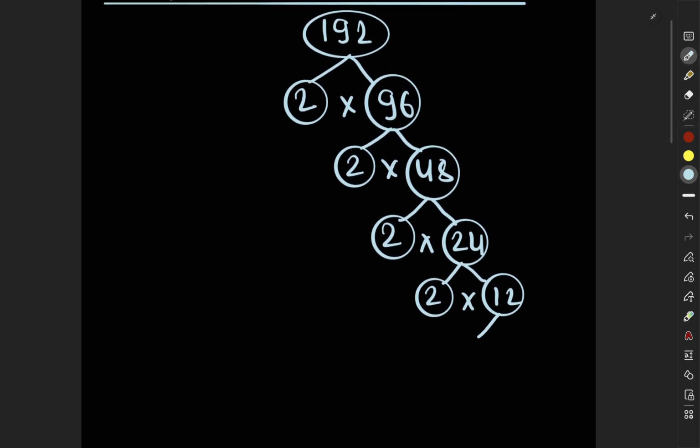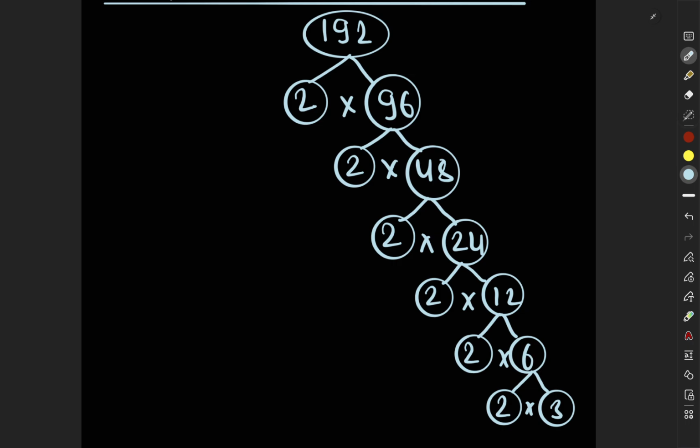Now 12 can be written as 2 times 6. 2 times 6 means 12, and 6 can be written as 2 times 3. 2 times 3 means 6.